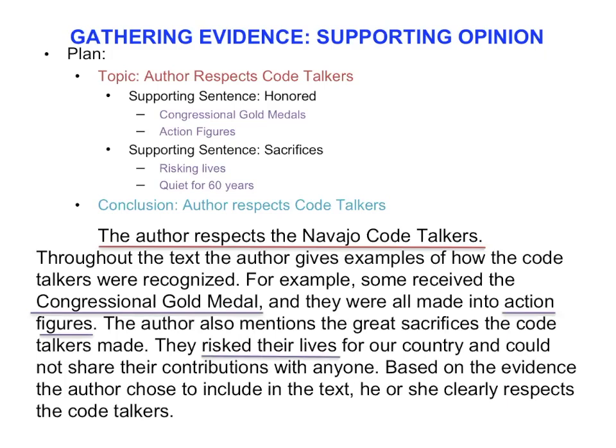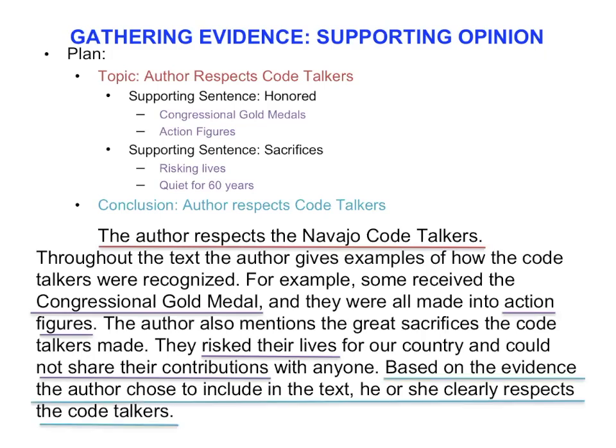Then they risked their lives, like Bill Toledo, dodging sniper bullets, and then not sharing their contributions, that being quiet for 60 years. Then do I have a conclusion sentence? There it is. Based on the evidence the author chose to include, he or she clearly respects the code talkers. So a well-written paragraph has all those things. Your paragraph may look different than mine, but make sure you have those elements of a well-written paragraph.